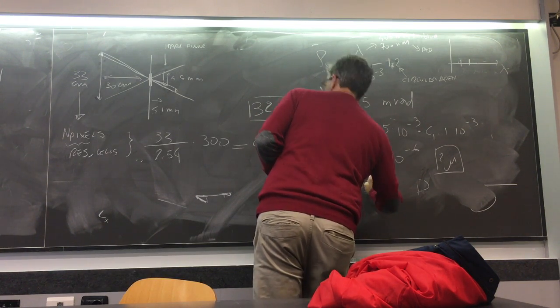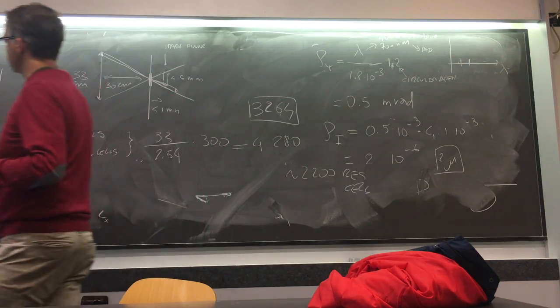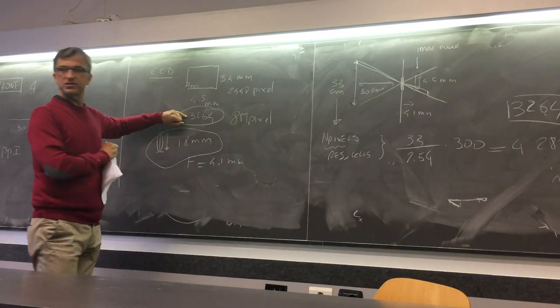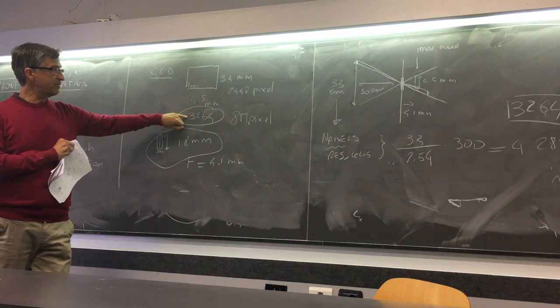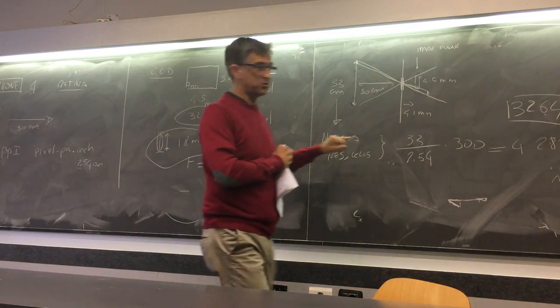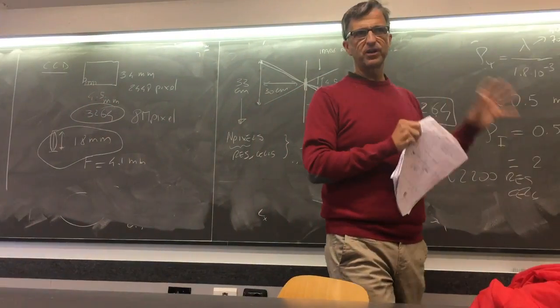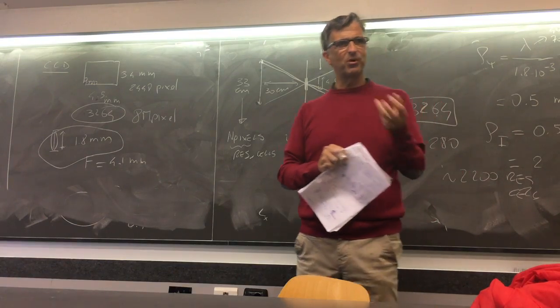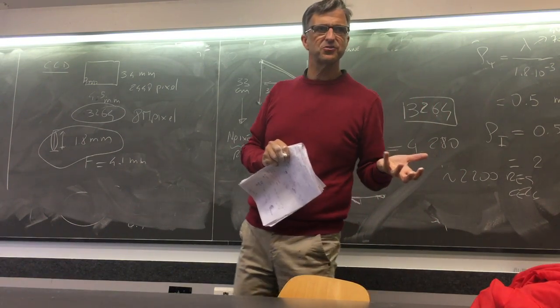So you have approximately that in the image. And 2.2 thousand resolution cells is good with the number of pixels. You see, you have more pixels than resolution cells. And that is very good, because you must sample at least to have 1 pixel in the resolution cell.